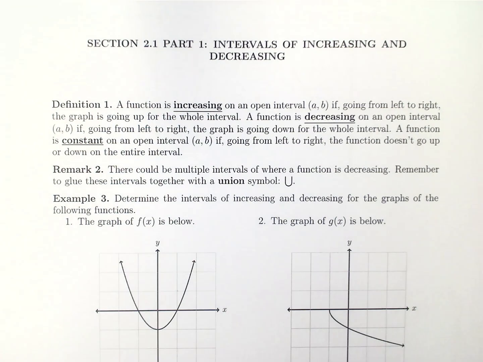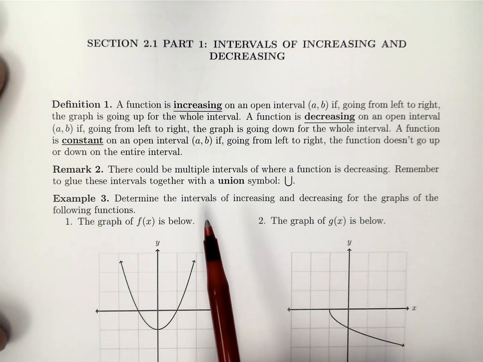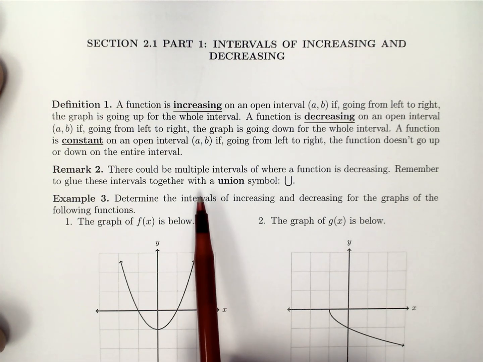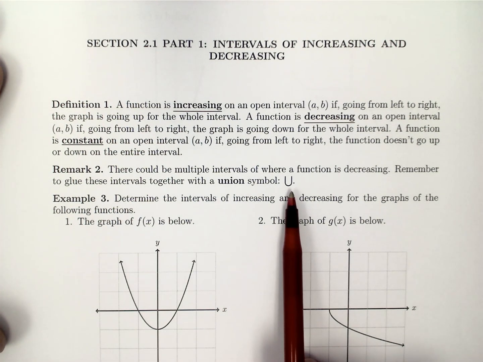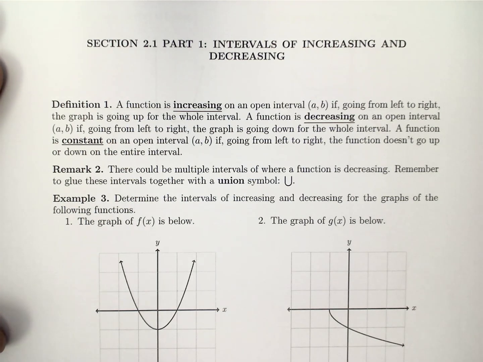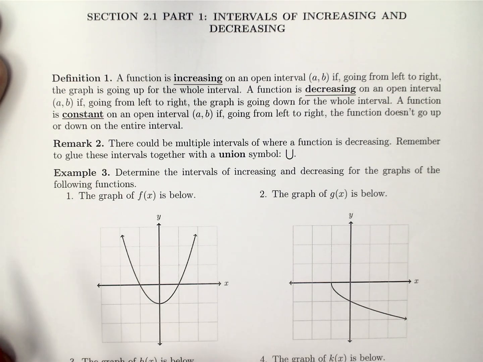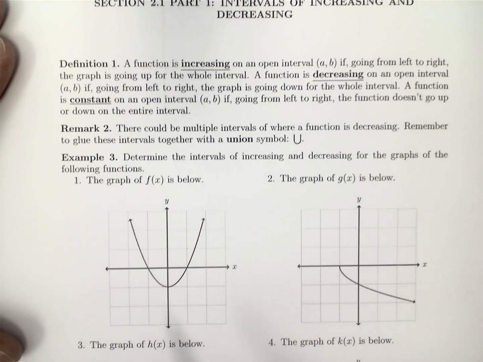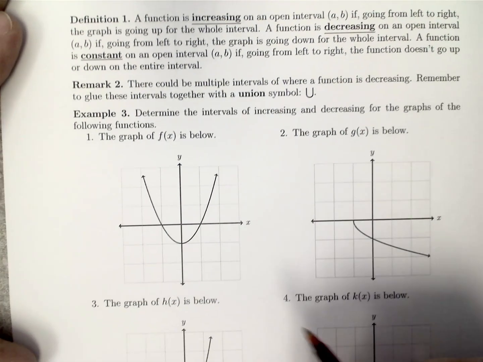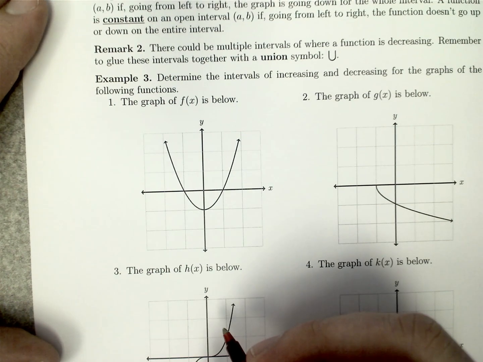And we could have multiple ones on the same graph or the same function. And the way we would glue those intervals to find all of the intervals of increasing and decreasing would be through a union symbol. So let's look at each one of these below. For all these, we're going to try to find intervals of increasing and decreasing. And for this first one, I'm going to notate this over here.